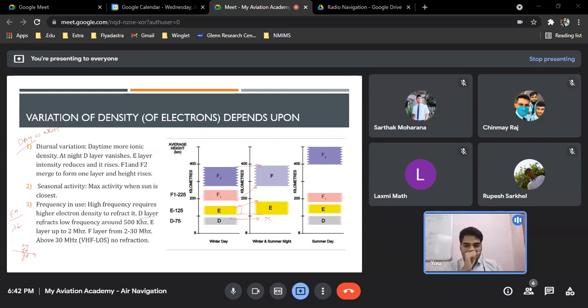D layer refracts low frequency around 500 kilohertz. E layer is up to this and F layer refracts this. Why is this happening? Because as we are going up, we should understand the density of the charged particles is increasing. So if I have a high frequency, that means that it will keep on penetrating and reach the F layer, because this is the place where there is more density of electrons.